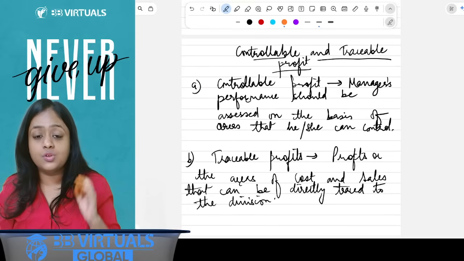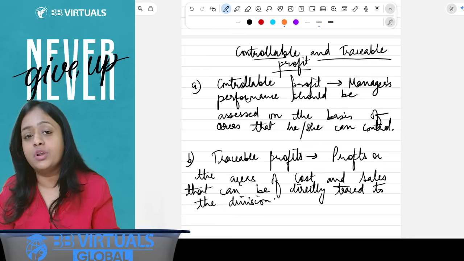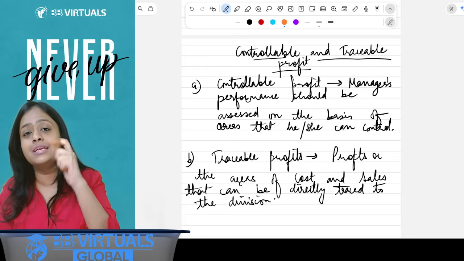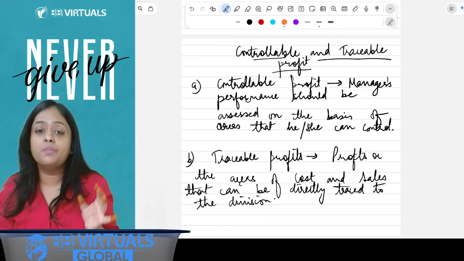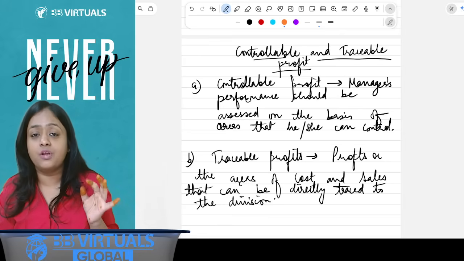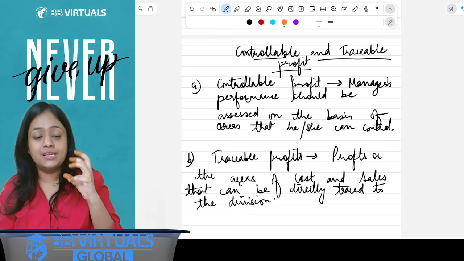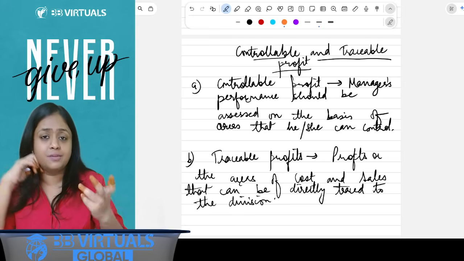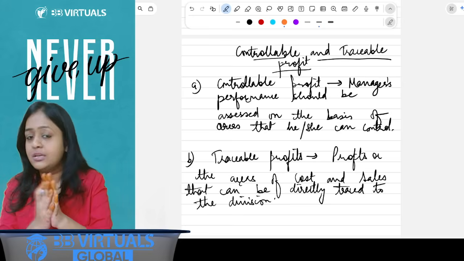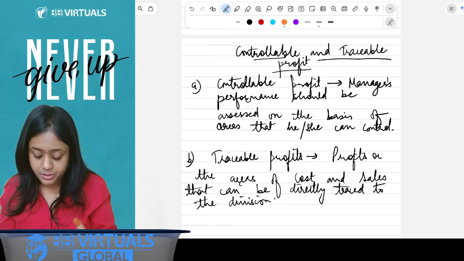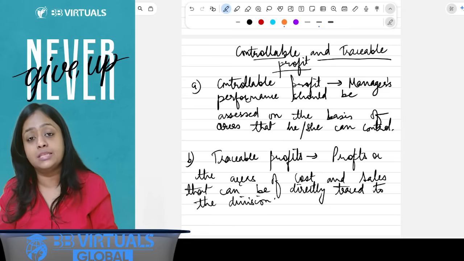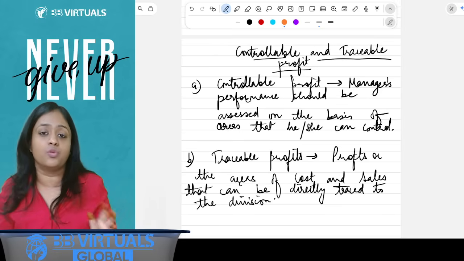Okay, now if I take it a bit forward, what is a controllable profit? And again, you will hear a term here, what is a traceable profit? Controllable profit is a profit that the manager of the division can control. For example, you have head office expenses, a portion allocated to the division. Now, this is not something that the manager can control, so that will not be a part of controllable profit. So that means the manager's performance should only be assessed on the profits that they can control, the areas of sales and cost that they can control.